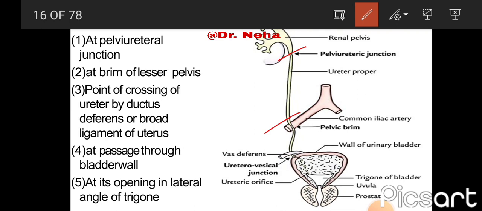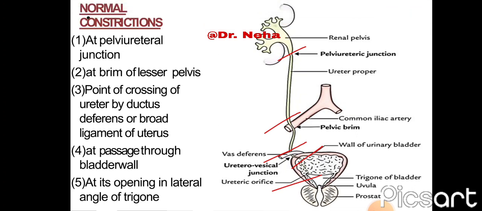The third lies at the level of vas deferens, where the vas deferens crosses the ureter. In case of female, it is crossed by the broad ligament of uterus. Then at the passage through the bladder wall, here lies the fourth constriction, and the fifth constriction lies at the ureteric orifice, that is opening of the ureter at the lateral angle of the trigone.